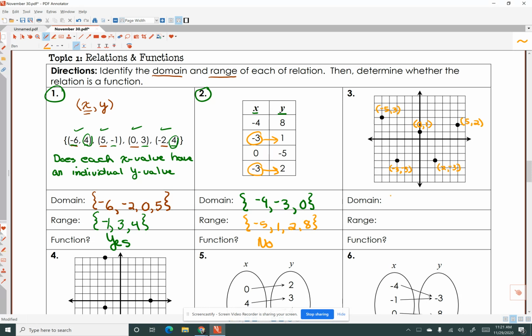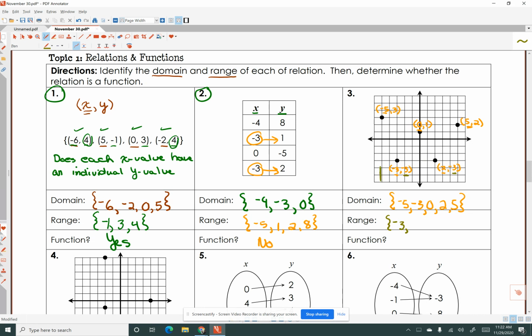Okay, so the domain is -5 here, -3, 0, 2, and 5. And the range is -3, and here we have another -3, but each x value has its own y value, so we're okay.